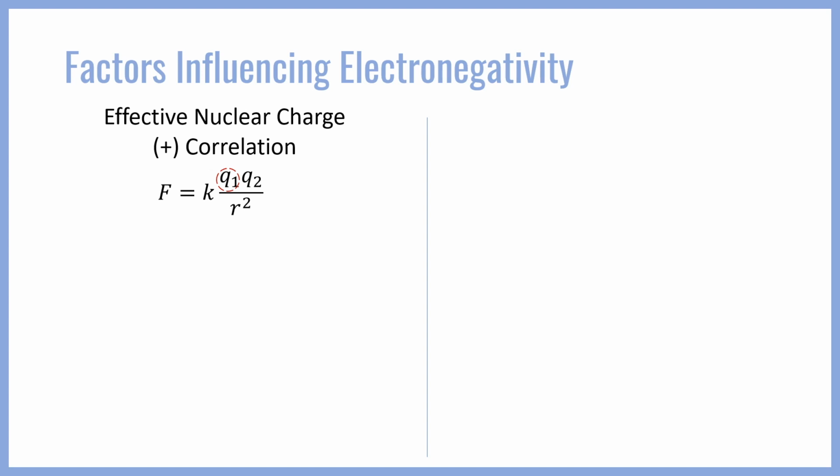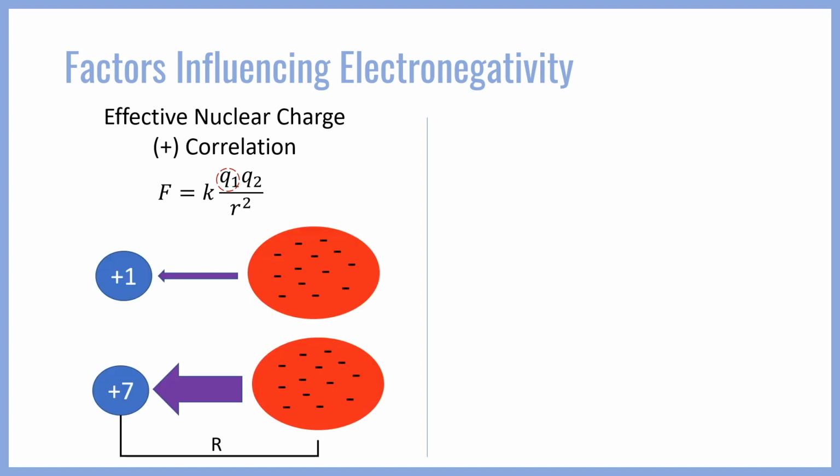The nucleus with the +1 effective charge is going to pull much less on the electron cloud than the +7 nuclei, as indicated by the thickness of the purple arrows. As a result, the top nuclei will be less electronegative because it's less withdrawing towards electron density. Similarly, the radius also affects the pulling force, right? As you can see here, the force is inversely related to the radius squared. As a result, the larger an atom gets, the less electronegative it will be.